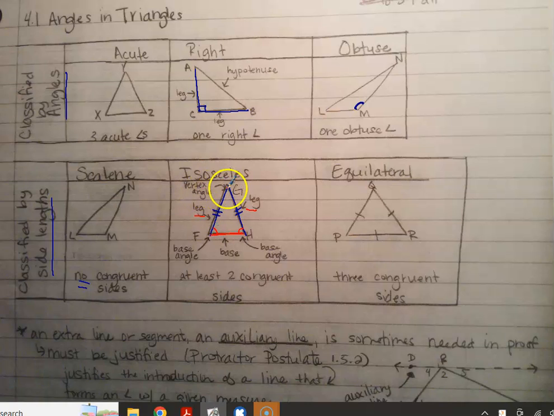And then the angle across from the base, so the base is here, the angle across from that is called the vertex angle. It's the one angle that's different in an isosceles triangle. And the last way to classify a triangle by its sides is equilateral, when all 3 sides are congruent. Okay, so different ways to classify triangles. We're going to use both of them a lot.